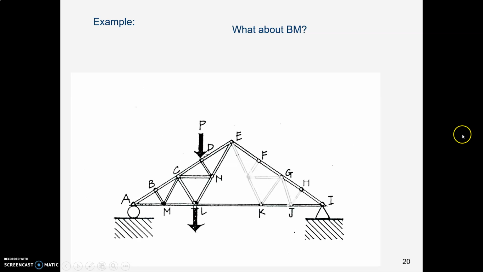All right, let's go look at this joint B over here, and let's think about BM. So at joint B, we've got 3 forces in that joint. 2 of them are in a line. The third one must be 0. All right, what does that do to CM?